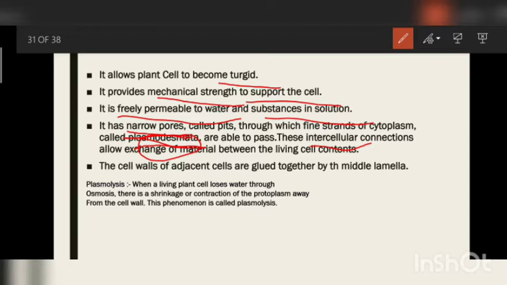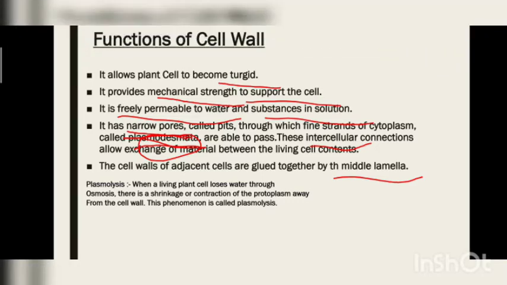And the last one is that the cell walls of adjacent cells are glued by the middle lamella. What is the middle lamella? It is a layer between two adjacent cells, and it is made of calcium and magnesium pectate. Okay, these are the four functions of the cell wall.